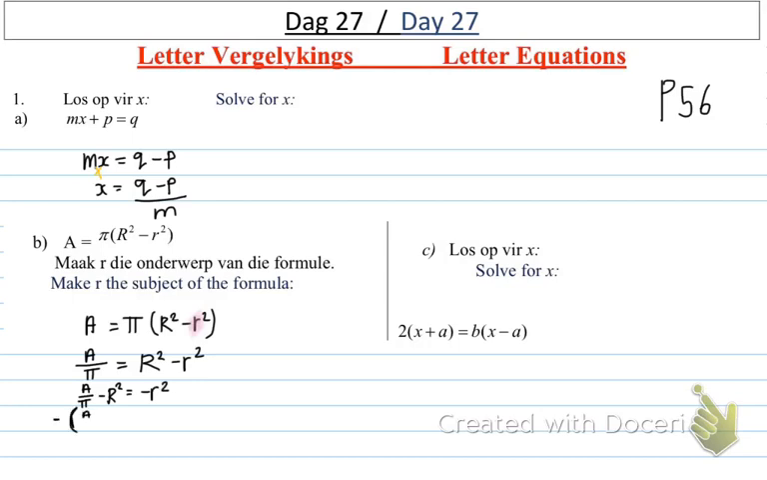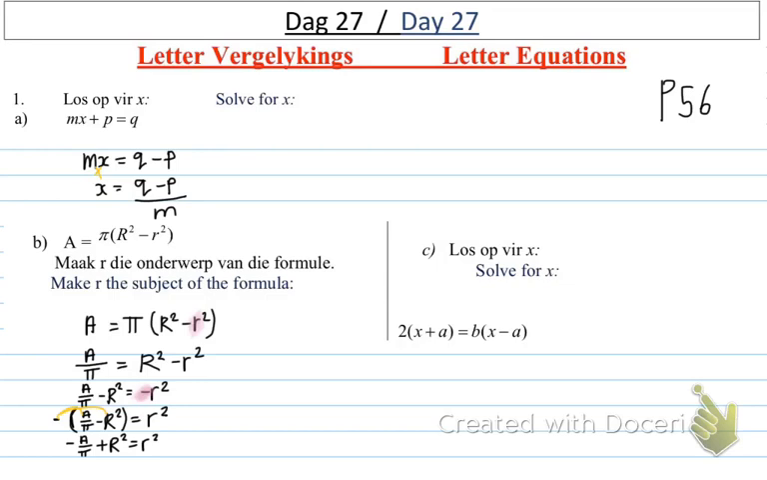To get rid of this negative in front of little r squared, I'm going to divide by negative on the other side. So I have negative, and in brackets, A over pi minus capital R squared is equal to little r squared. Now I multiply this negative in. So it's going to be negative A over pi plus capital R squared is equal to little r squared.